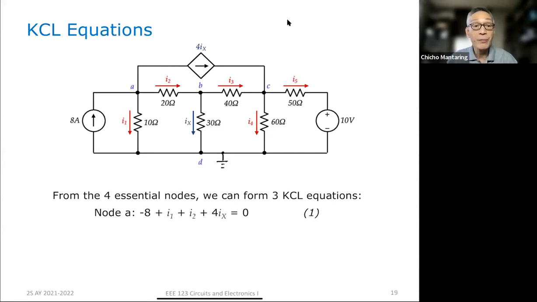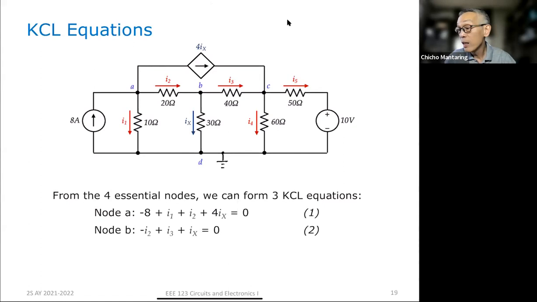So for A, straightforward, no? Minus 8 kasi papasok, plus I1 kasi palabas, plus I2 dahil palabas. And then here I have minus 4ix, from left to right. That's equal to 0.